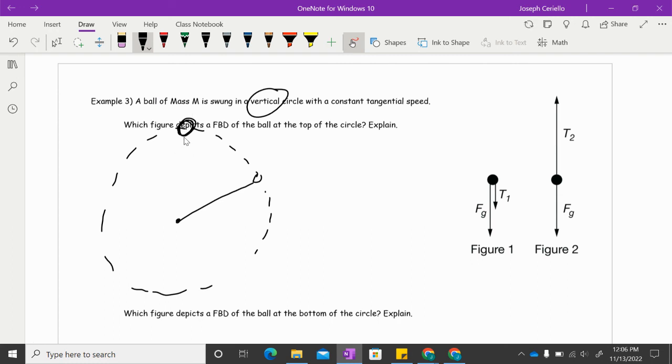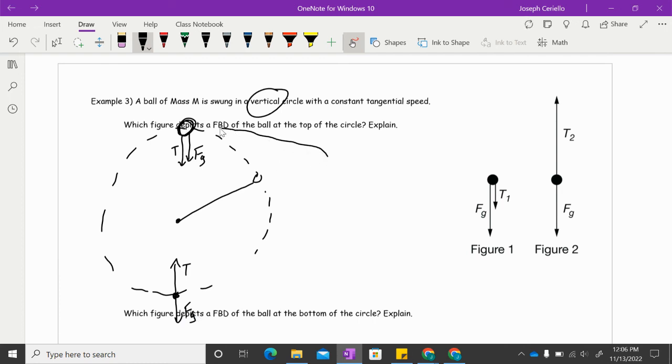So we're on Earth. So when the ball is at the top, right here, what are the forces acting on the ball? Well, you have tension, and you have the force of gravity. When the ball is at the bottom of the circle, tension points towards the middle. Force of gravity still points down. So you notice how here things are a little bit different.